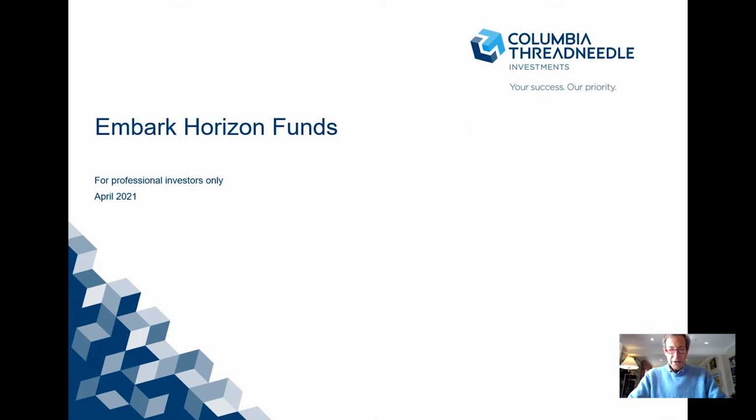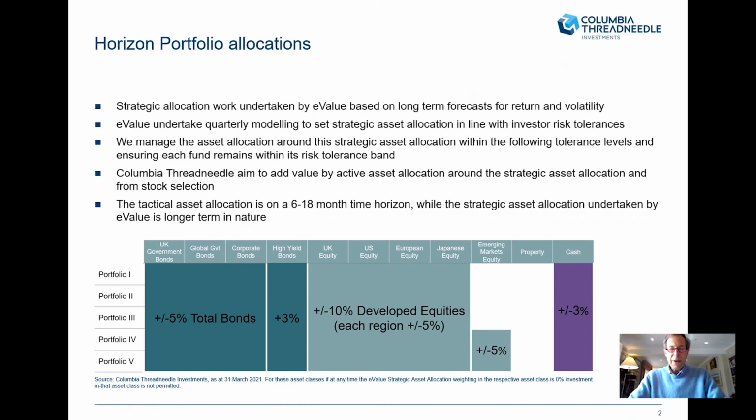Just to start with, on slide one, I thought it'd be useful to have a quick run through of how the funds are run and the different roles that different organizations have. E-value set the strategic asset allocation for the funds. So that's looking at the long-term expected returns and volatility they expect from asset classes. And they update that strategic asset allocation between the major asset classes on a quarterly basis.